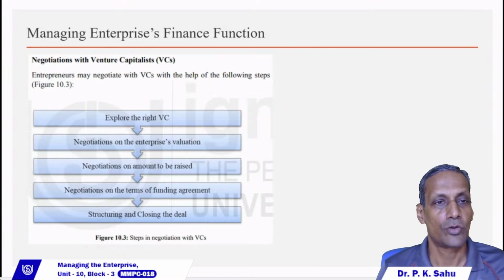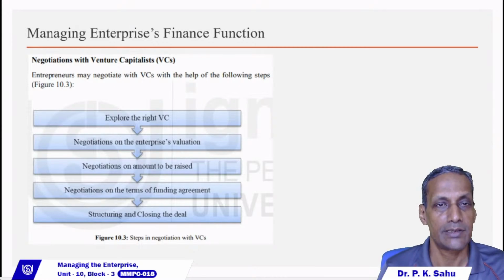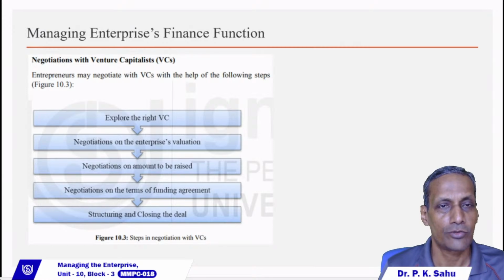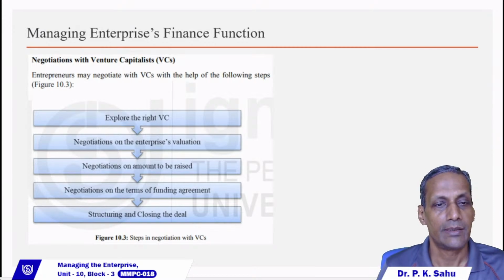This particular slide shows the steps in negotiation with venture capitalists. We have discussed at length in previous sessions about venture capitalists. Entrepreneurs may negotiate with venture capitalists with the help of the following steps. As an entrepreneur, you need to explore the right venture capitalists. You need to mutually negotiate on the enterprise's valuation. You need to sit with the venture capitalist to negotiate on the enterprise's valuation. You need to discuss with the venture capitalists the amount to be raised and the terms of the funding agreement. Then, using a legal structure, you need to close the deal.